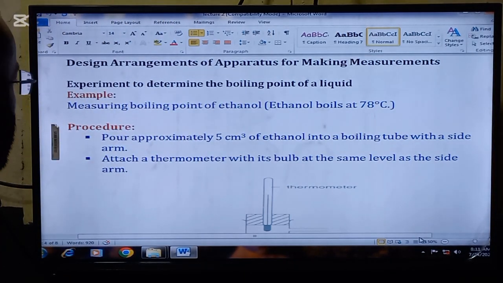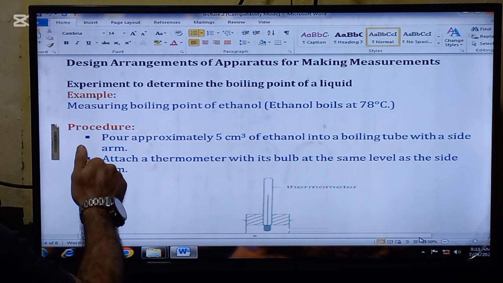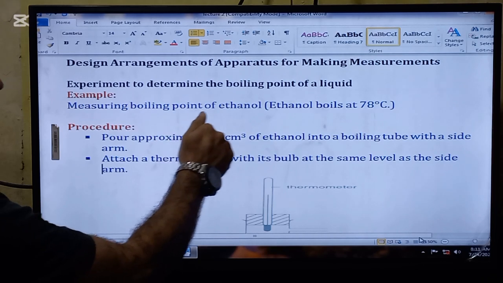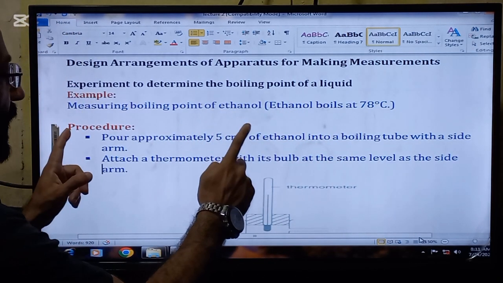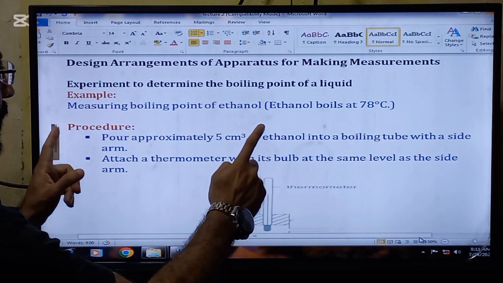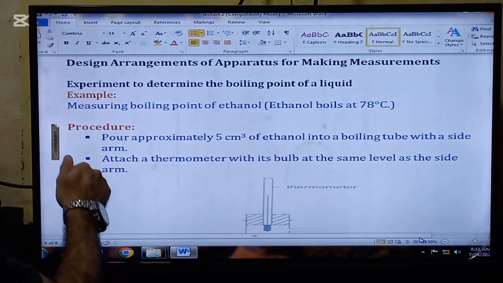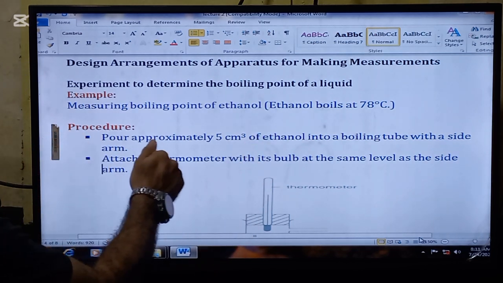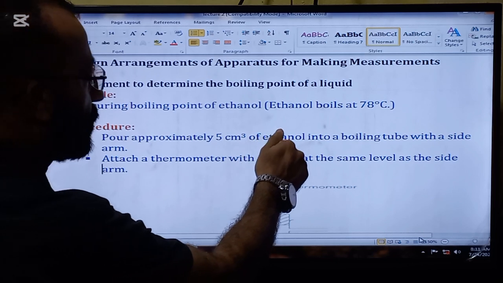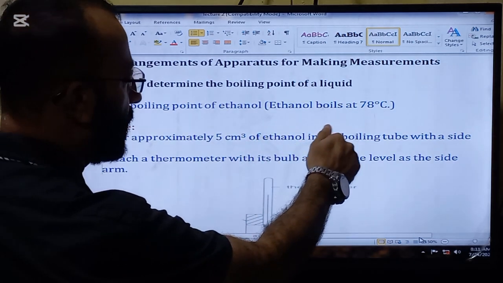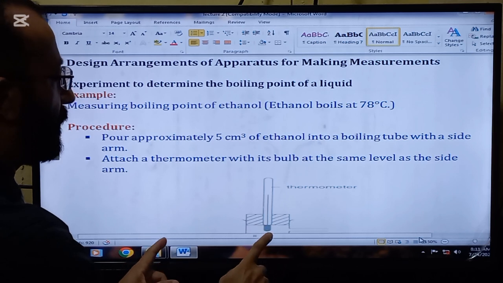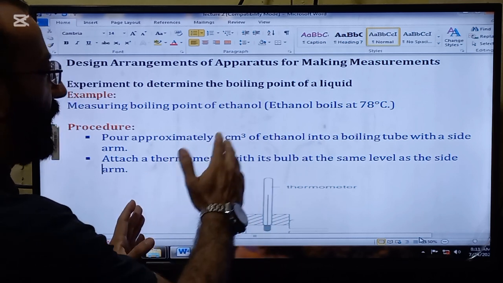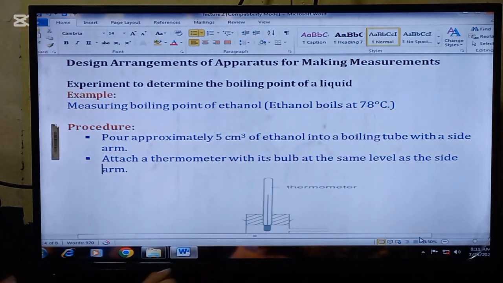So concentrate yourself. The experiment is the experiment to determine the boiling point of a liquid, and we are going to read and understand this experiment through an example, and the example is measuring the boiling point of ethanol. So the boiling point of ethanol is 78 degrees C. So we will prove through an experiment that it boils at 78 degrees C. So concentrate yourself. Here we go.